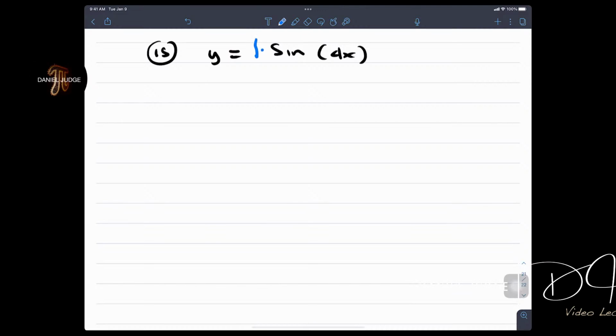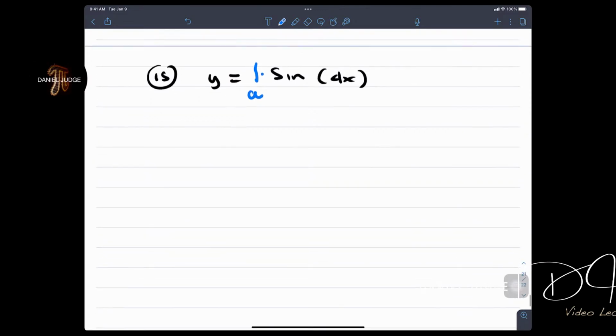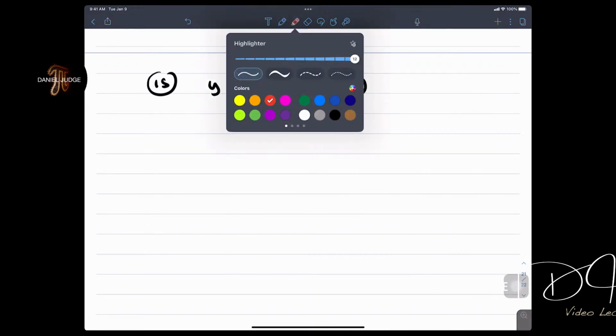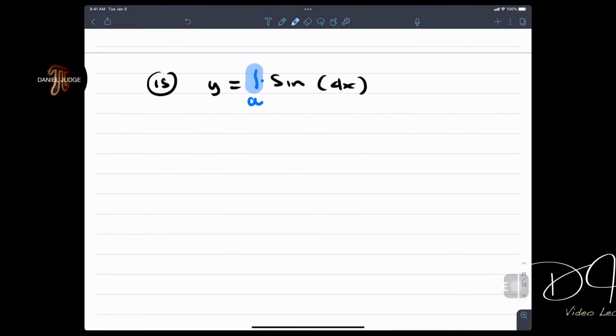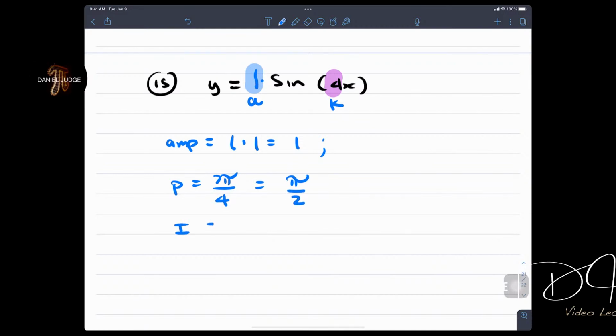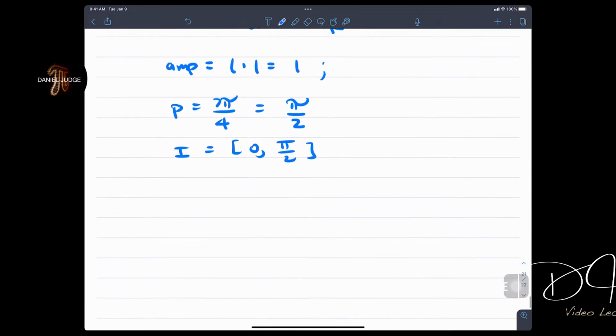nothing's multiplied to that sine, so that's going to be a. So 1 times anything is itself. So in this case, a is 1. Now remember here, k here is 4. There's a k value there. So the amplitude is the absolute value of 1, which is 1. And then the period, which is 2 pi over the k value, k is 4. So this reduces to pi over 2 as a fraction. Your interval of 1 cycle becomes 0 to what? Pi over 2.